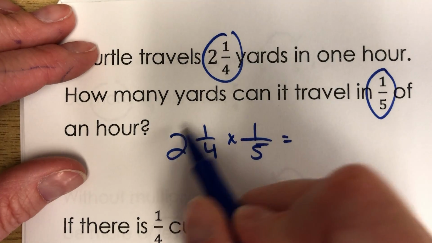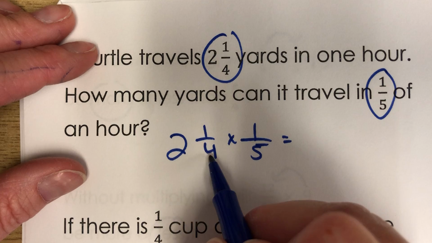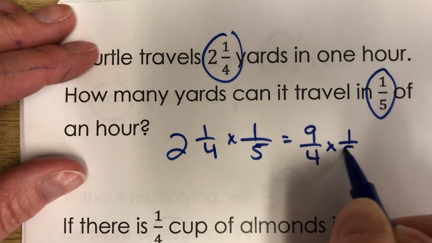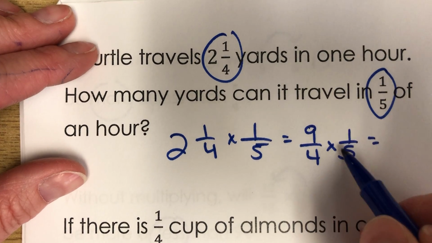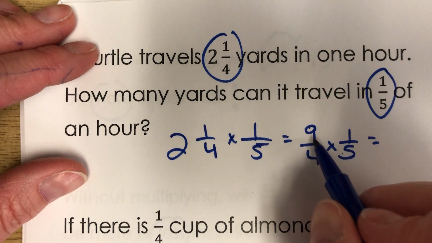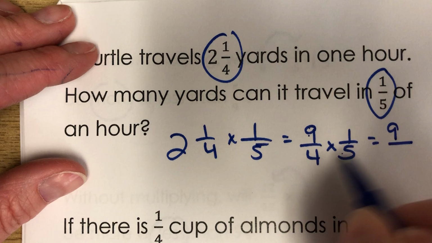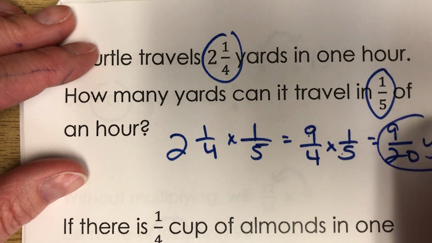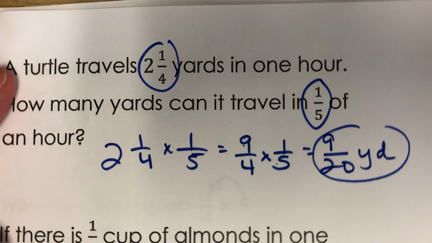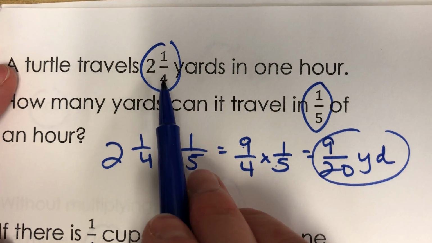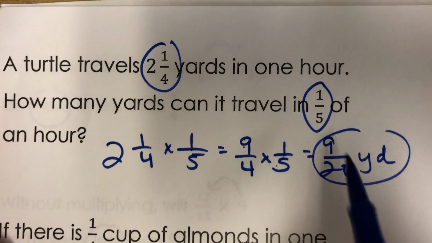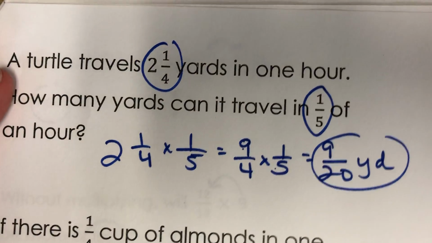In order to solve this, I need to change this into an improper fraction. 4 times 2 is 8, plus 1 is 9/4 times 1/5. I can't cross simplify, so I get 9 times 1 is 9, and 4 times 5 is 20. So it can go 9/20ths of a yard in 1/5 of an hour, which is less than 2 1/4, which makes sense because that's how far it can go in 1 hour. 1/5 of an hour is less than an hour, so your answer should be less than what you started with.